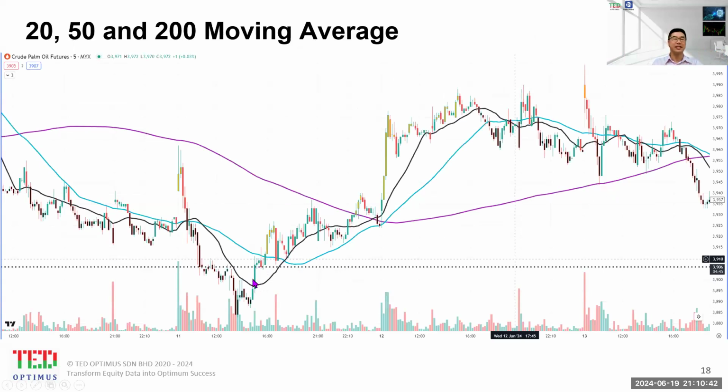For the 20 period, you can see a lot of candlesticks are very close to it. When the price rises, it goes up. When the price drops, you see some correction here. And when you have more price drops, you will see the 20 MA moving lower and lower. But when you look at this 200, it's quite a flat line.